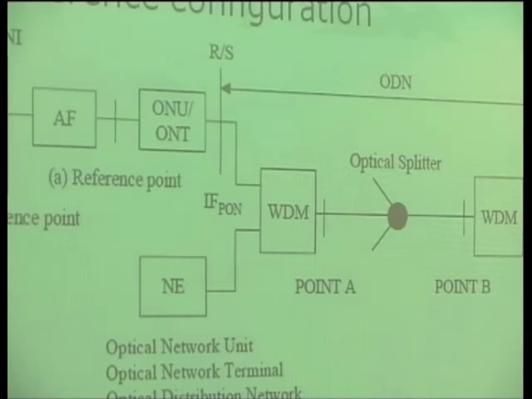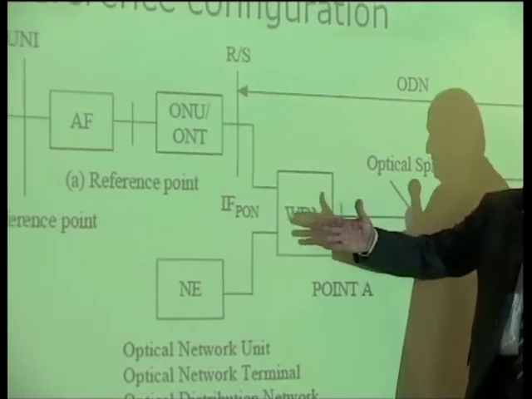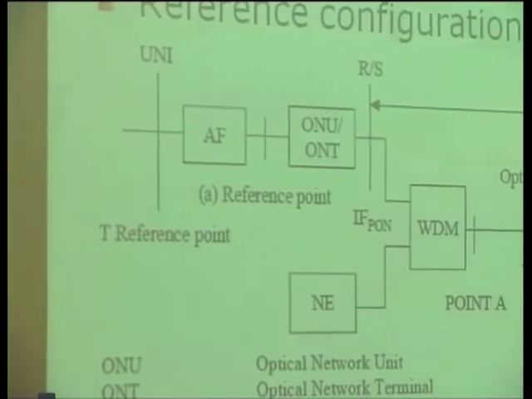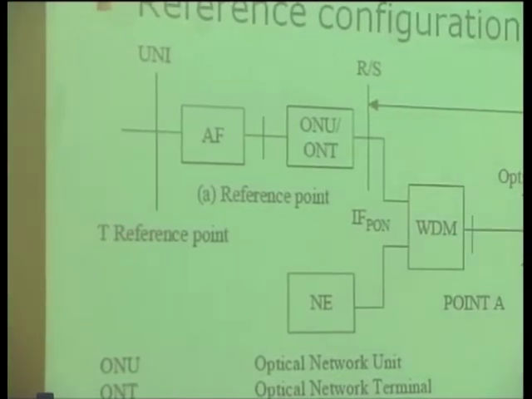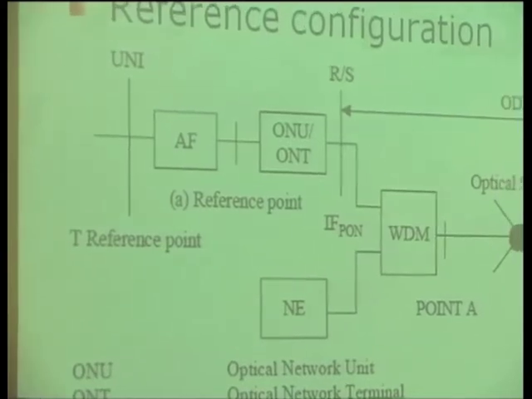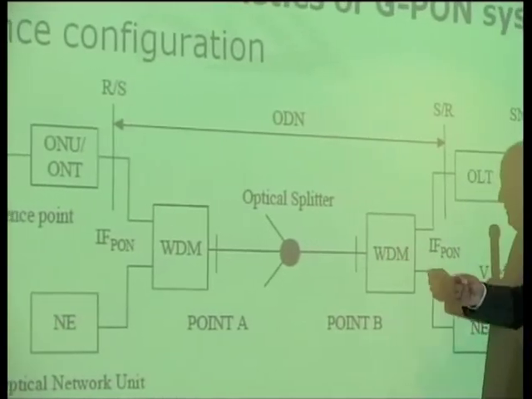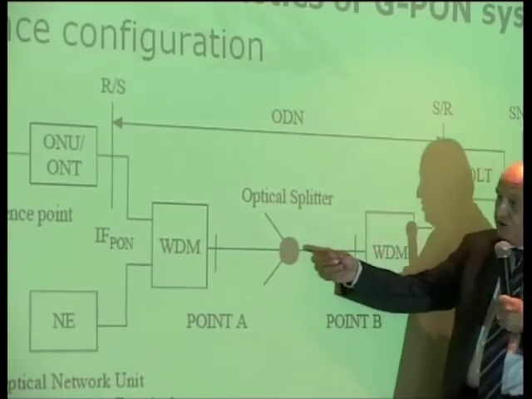In the central office, we can have other network elements which can use, through a different wavelength, the same distribution network to provide different services. For example, this network element could be a video server, so that radio frequency video or digital video can reach the user.